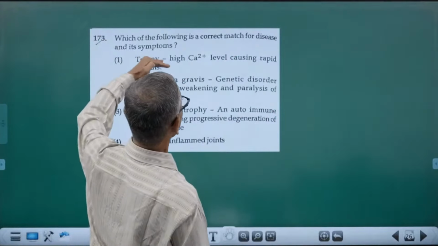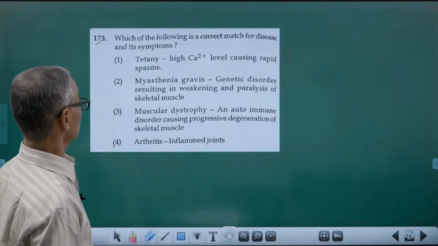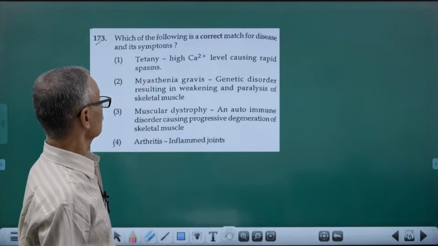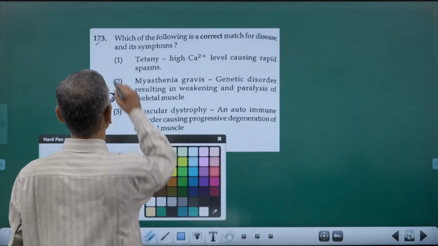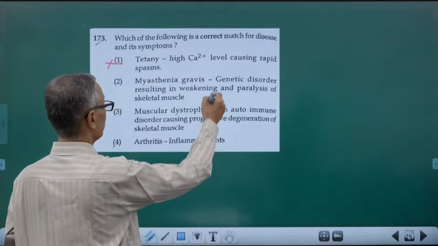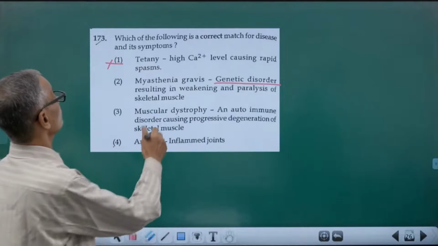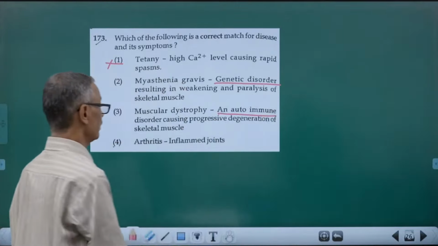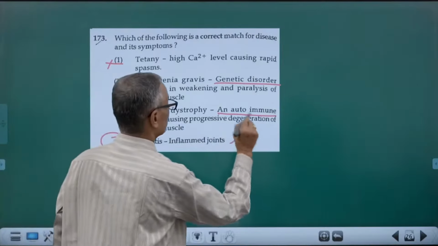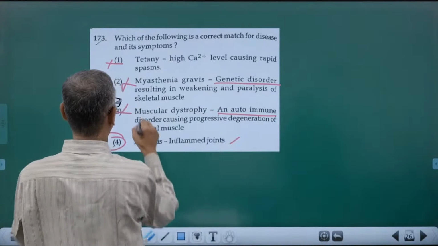Which of the following is the correct match of disease and its symptoms? Tetany. Tetany is because of low calcium level, not high calcium level. Myasthenia gravis. Myasthenia gravis is an autoimmune disease. Muscular dystrophy is a genetic disease. Arthritis is the inflammation of joints. So the correct one is option 4.